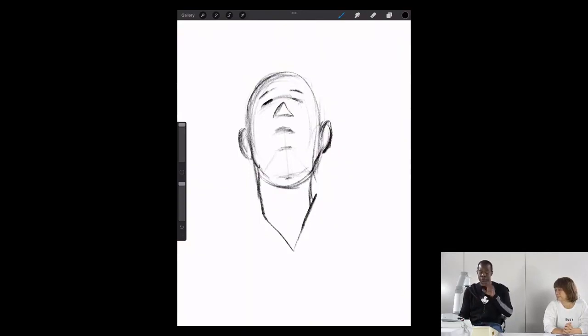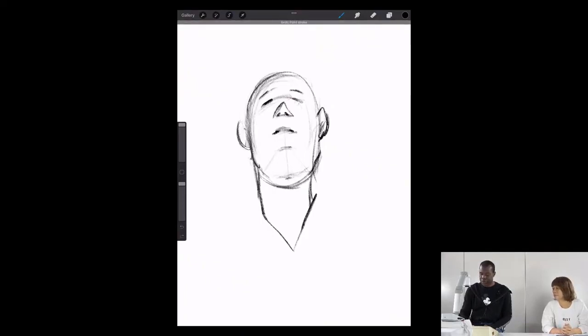Okay. So you can keep in mind that the position of the ears is going to change as the head is changing in space. Obviously, if I put the ears right here on the middle, like that, that's wrong. So remember that the position of the ears relative to the top and bottom of the head changes depending on the view.